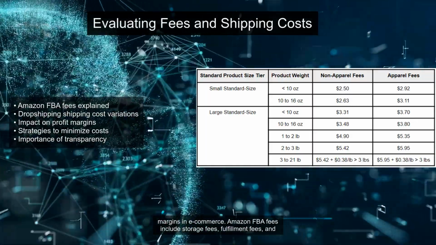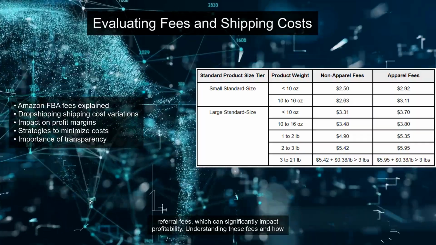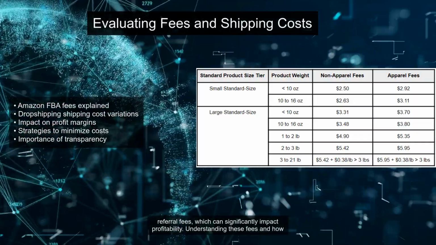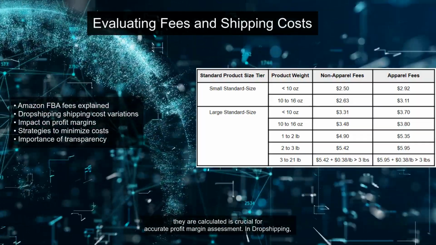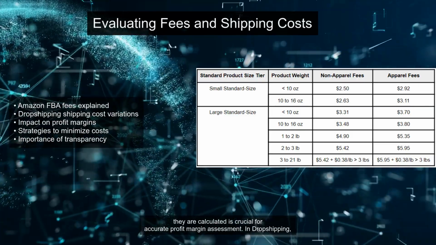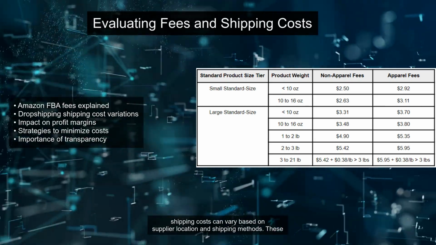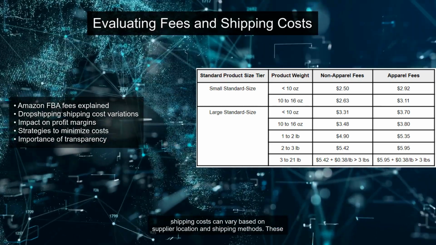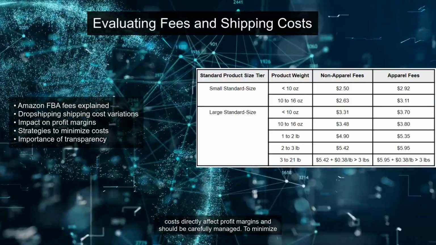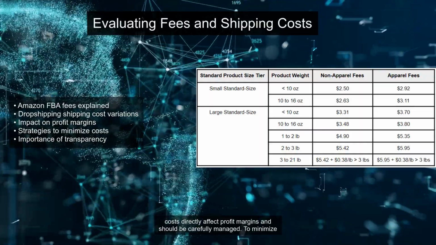Amazon FBA fees include storage fees, fulfillment fees, and referral fees, which can significantly impact profitability. Understanding these fees and how they are calculated is crucial for accurate profit margin assessment. In dropshipping, shipping costs can vary based on supplier location and shipping methods. These costs directly affect profit margins and should be carefully managed.